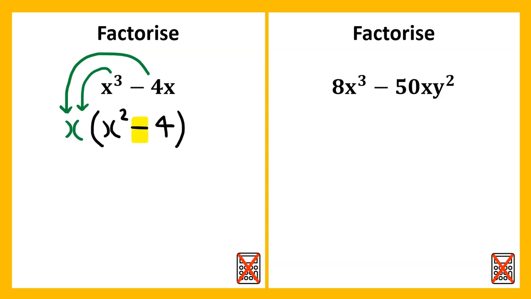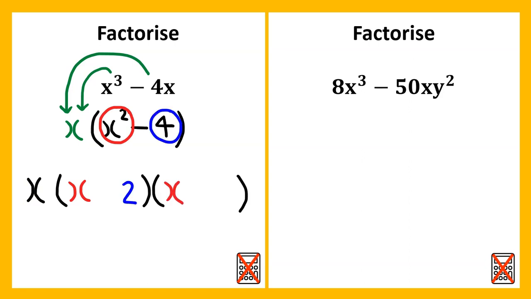Now notice how we have the difference between two square numbers. So I can factorise this expression further by keeping x outside the brackets, getting x squared by multiplying x by x, and 4 by multiplying 2 and 2, and separating these by a plus and a minus.